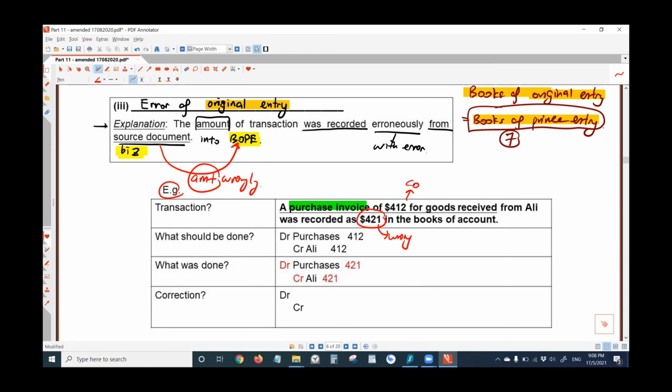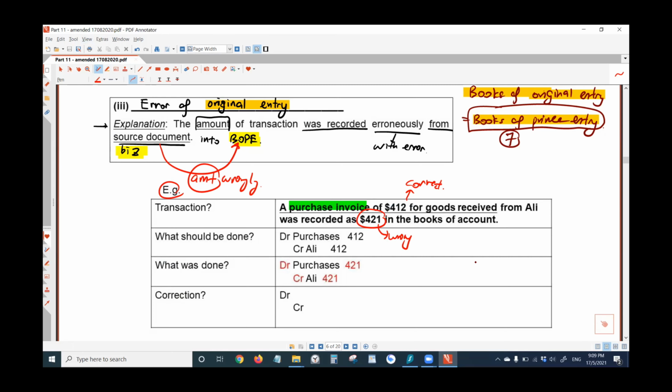This is the correct amount, right? So this is the example of error of original entry. Later, I will give you some questions to try, to see if you really have understood what I have explained here. So for now, that's error of original entry. Both of you, do you have any questions about this error? No? Okay, good.